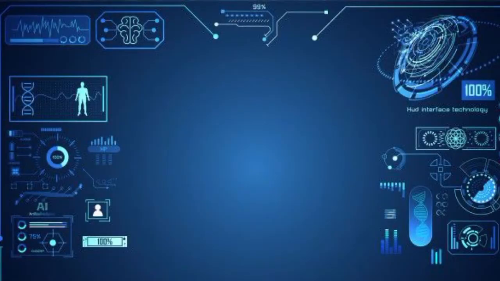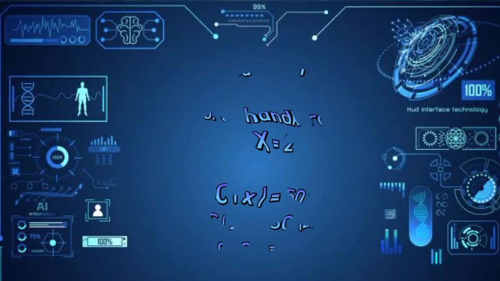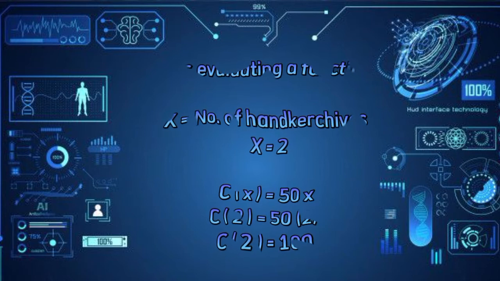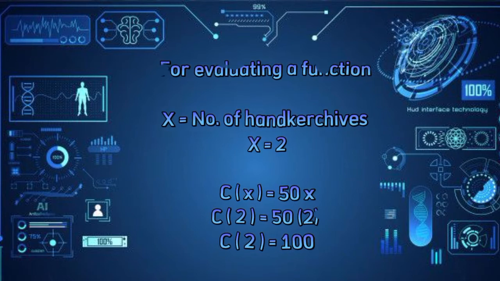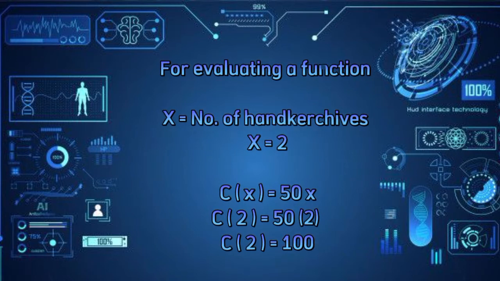For evaluating a function, x is equal to the number of handkerchiefs. In this problem, x is equal to 2. We will now use the function that we've made to determine how much Angela needs to pay Samantha. c of x is equal to 50x. The cost of 2 handkerchiefs is 50 times 2. Our final answer will now be: the cost of 2 handkerchiefs is equal to 100 pesos.